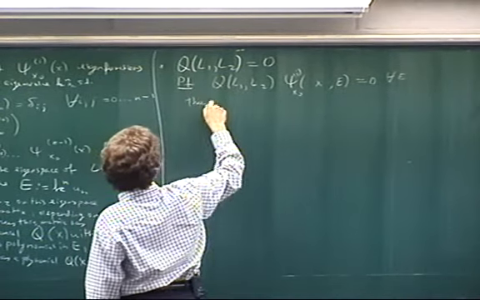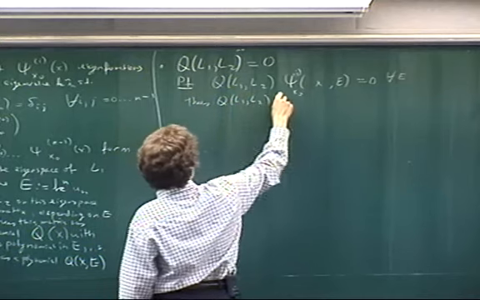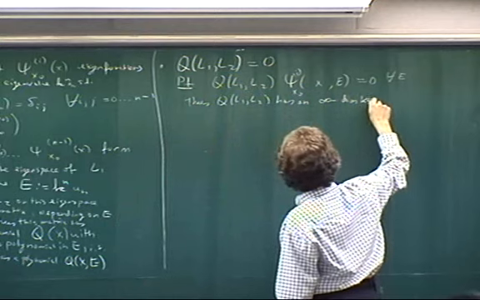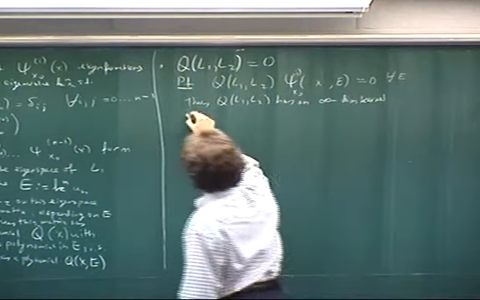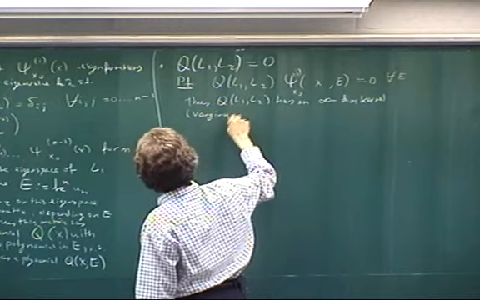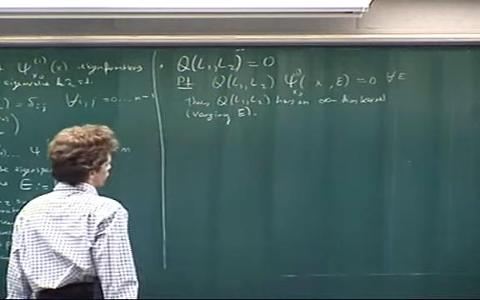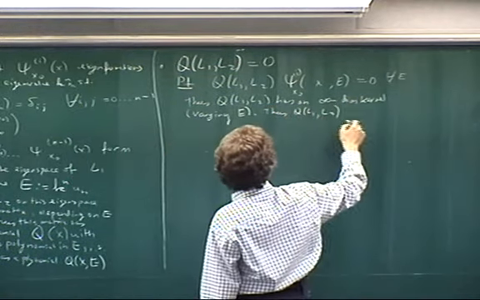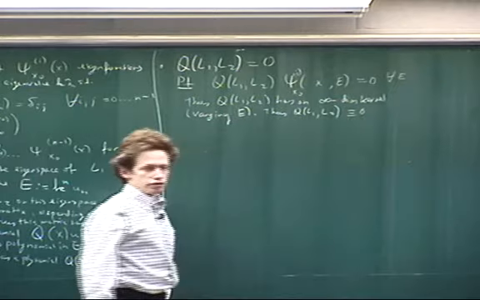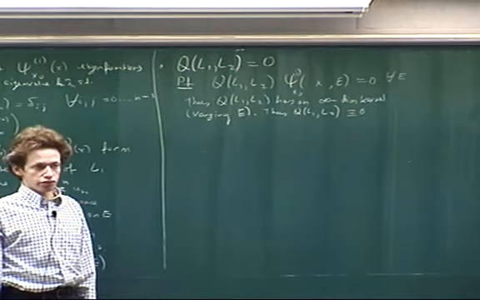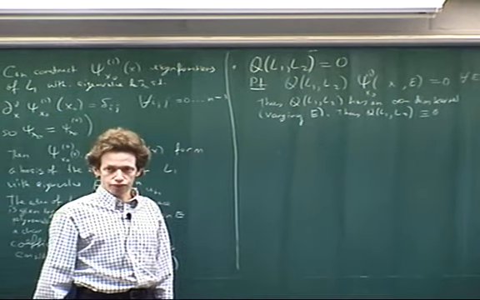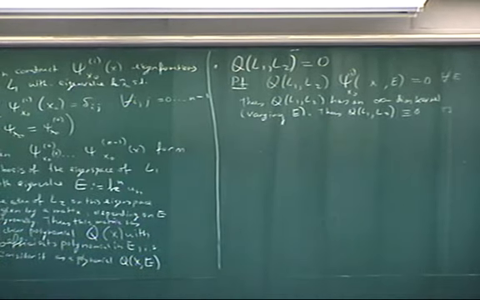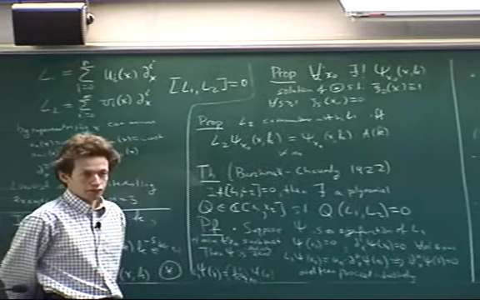So thus, Q of L1, L2 has an infinite dimensional kernel, because we can vary the e, but thus it's 0, because this is a differential operator in one variable. It can only have a finite dimensional kernel. It can't have an infinite dimensional kernel. So that's the end of the proof of this theorem. Okay.